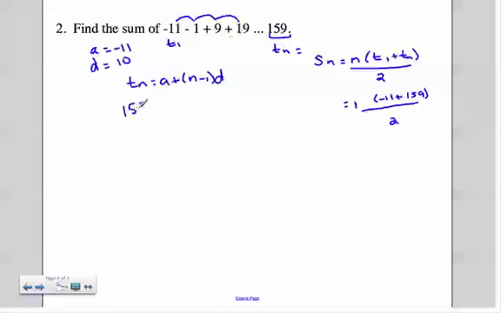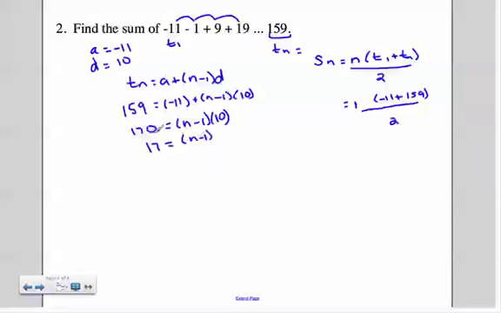So 159 equals negative 11 plus n minus 1 times 10. You could put the 10 in. I'm going to actually bring this over and add it first. So I get 170, 159 plus 11 equals n minus 1 times 10. I'm going to bring the 10 over and divide it because it's a multiply here. 170 divided by 10 is 17. Now I'm going to bring the 1 over and add it. So I know that there are 18 terms.